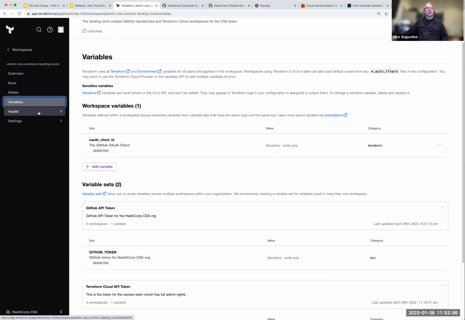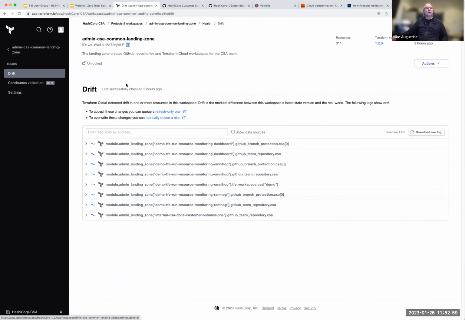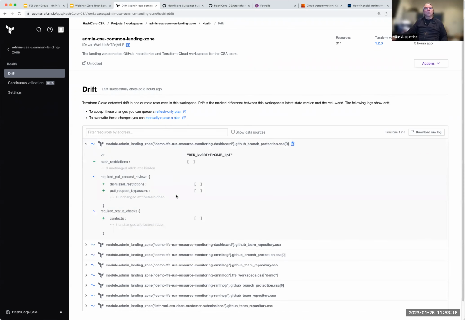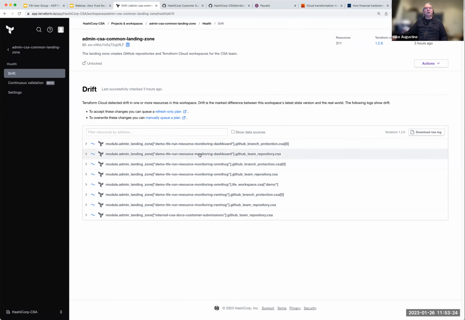A couple more things is just getting into the health space. For this workspace, there is some drift set up so that you can see this. The drift detection is running, and there's some variation from GitHub changes that have happened. It is showing us where ID type information has altered, and we would make decisions about that drift, whether we want to accept or overwrite it, like we talked about before.